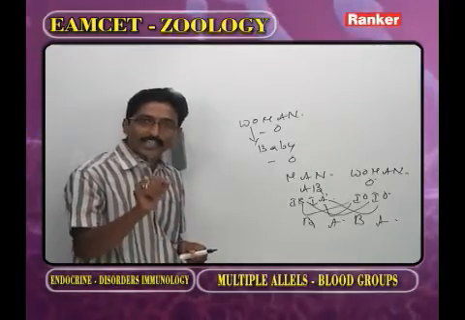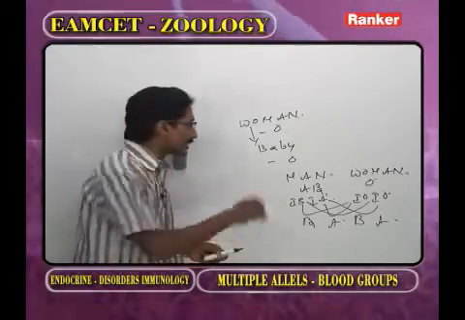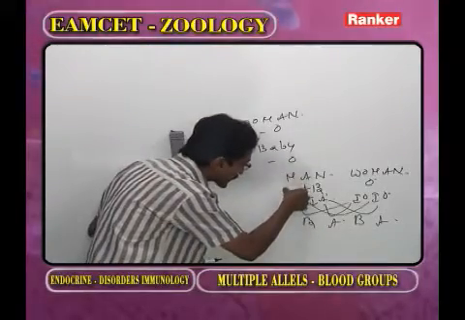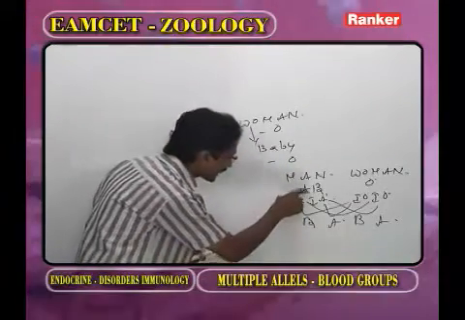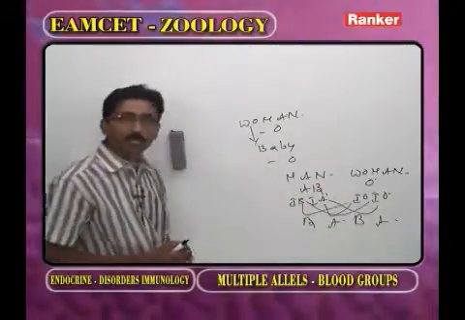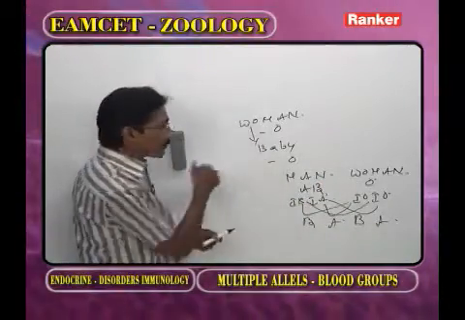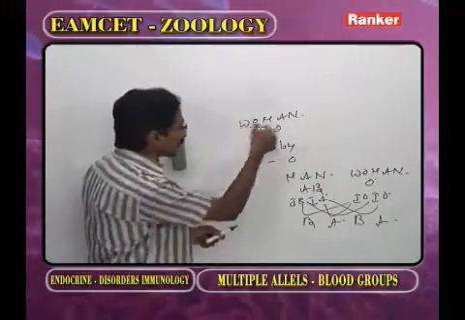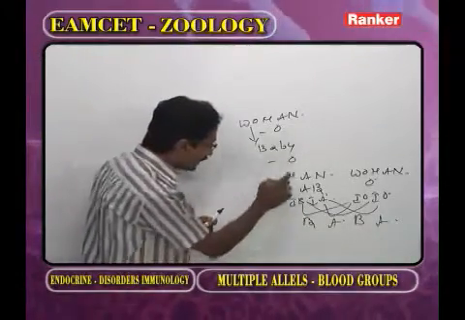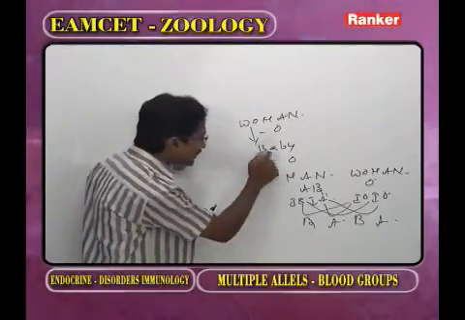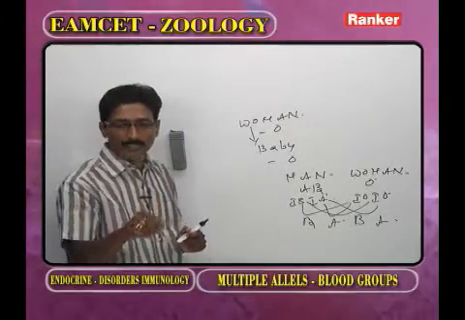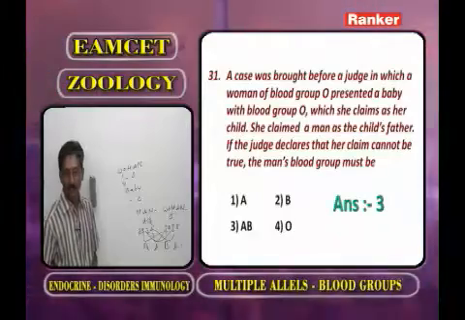The judge clearly tells that that man is not the father of this baby, because that man's blood group is AB. If we are going the cross for the AB and O, we are not getting the O. Here the baby's blood group is O and the woman's blood group is O. Anywhere we are not getting the O. How far the man is the father of this baby? So what she is telling is wrong. Now the answer is the AB blood group.